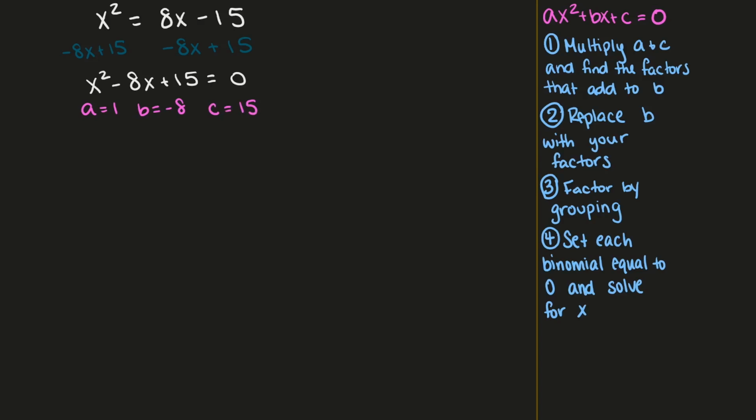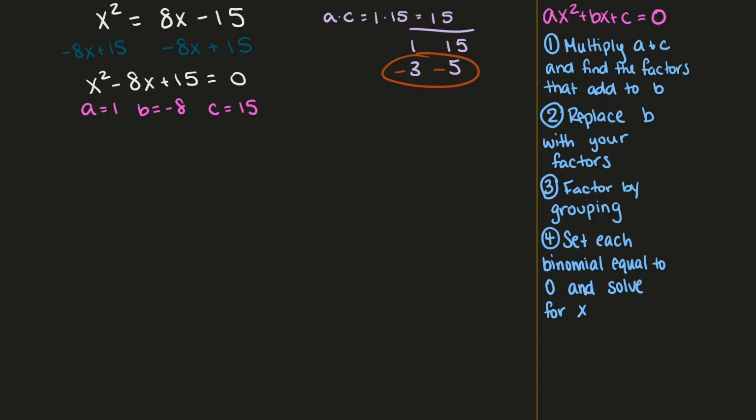So let's take that first step. A times c is 1 times 15, which is 15. And our factors of 15 are 1 and 15, and 3 and 5. Now again, we don't need to go through all the sums and differences of 1 and 15 and 3 and 5. We know to get negative 8, we're going to need 3 and 5. And because we want negative 8, that means we need a negative 3 and a negative 5. Now, typically, as we've done for the past 2 examples, we would replace our b with our factors and factor by grouping. But we can take a little bit of a shortcut here.